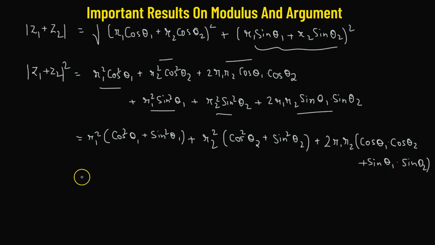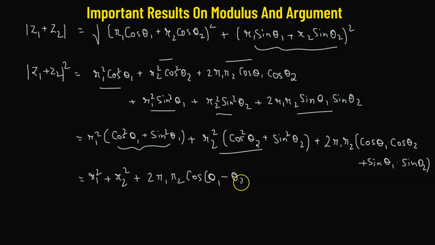Fine. So this will be equal to, so we have r1 squared. This is an identity, the standard identity with a value of 1. So we simply have r1 squared. Similarly for the second term, cosine squared theta 2 plus sine squared theta 2 is also 1. So this will be r2 squared plus 2 times r1 times r2. So we have cosine theta 1 times cosine theta 2 plus sine theta 1 times sine theta 2. This entire expression is actually the expansion of cosine of theta 1 minus theta 2.